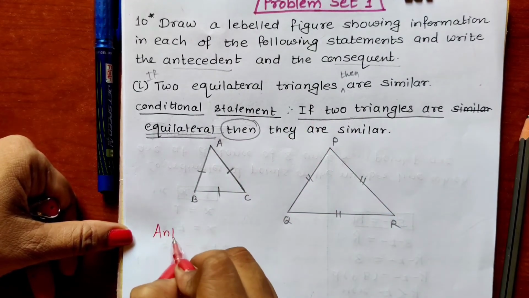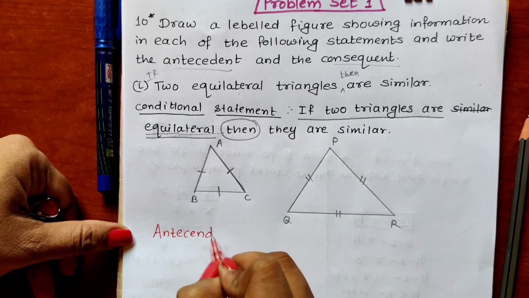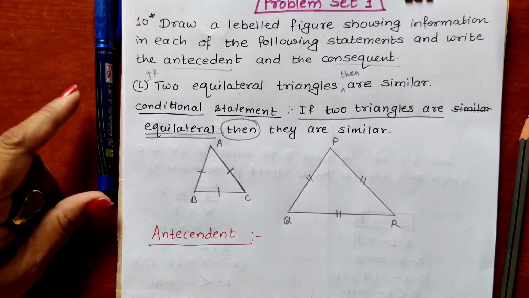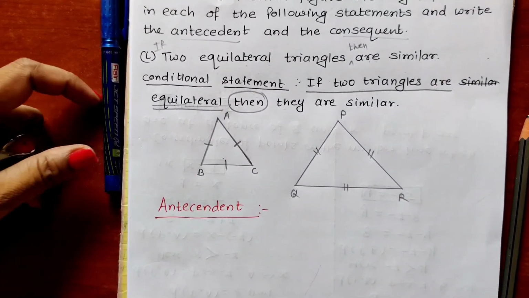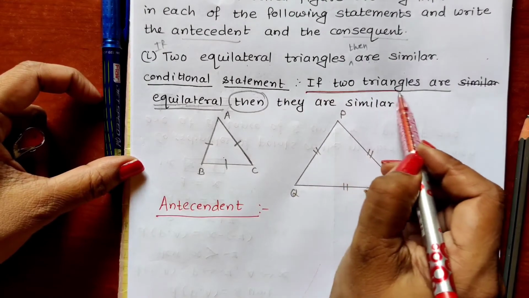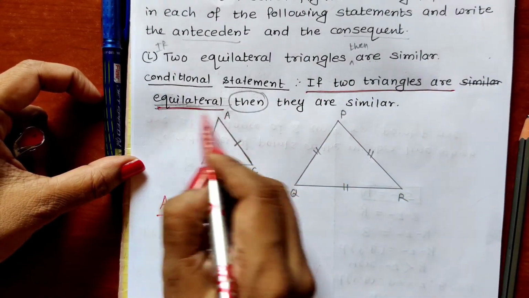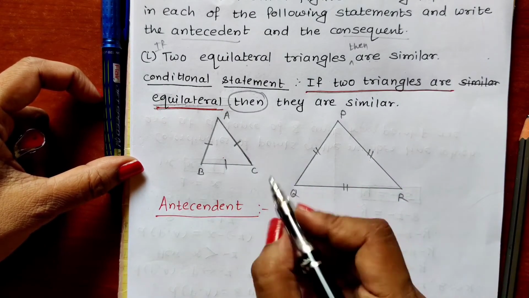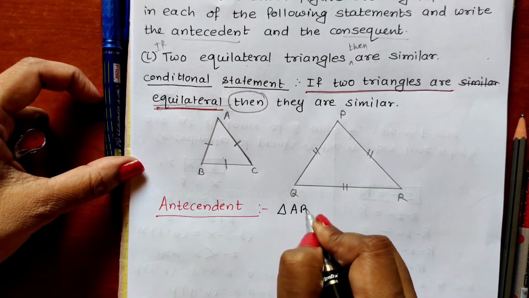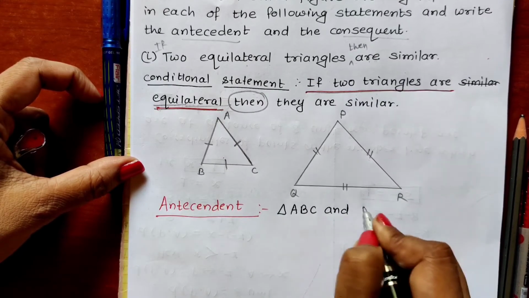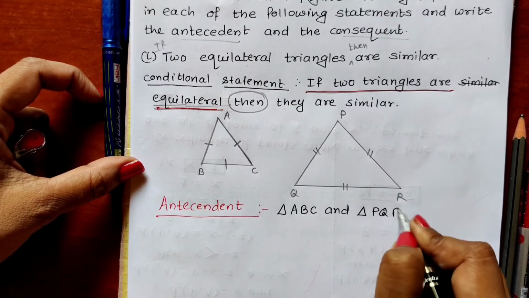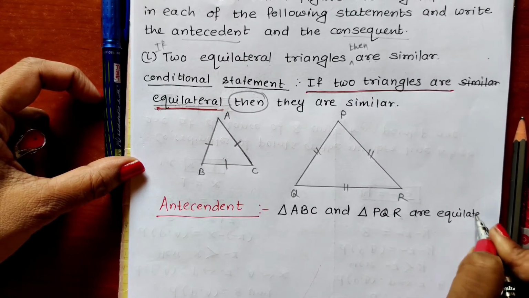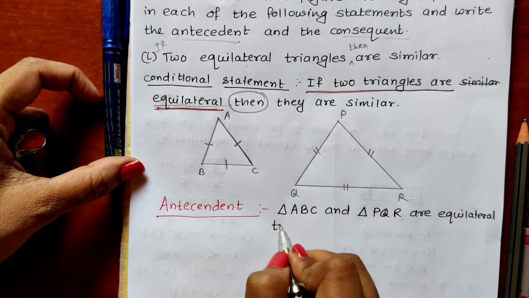So antecedent we have to write from the given figure. This figure which we have drawn, from this figure we have to write our antecedent. Antecedent is if two triangles are equilateral. So which two triangles we have drawn? We have drawn triangle ABC and triangle PQR. So triangle ABC and triangle PQR are equilateral triangles.